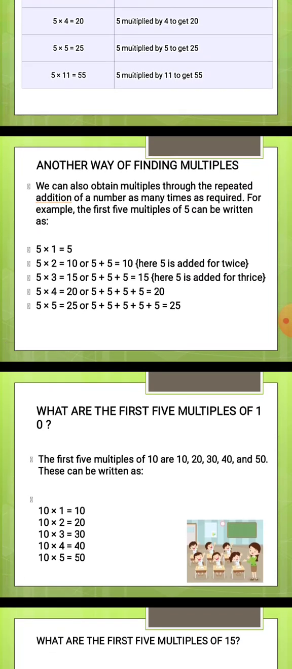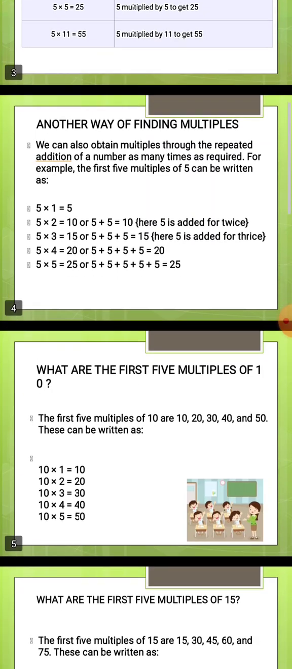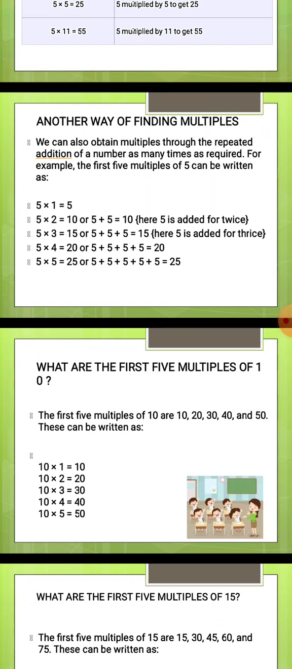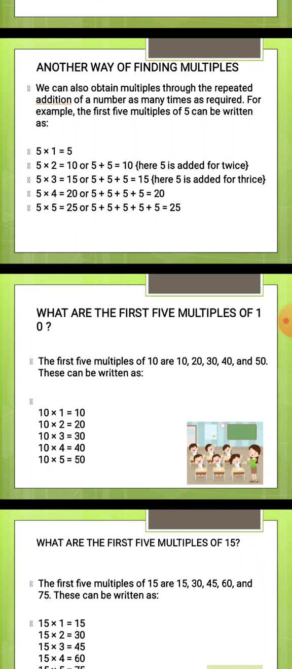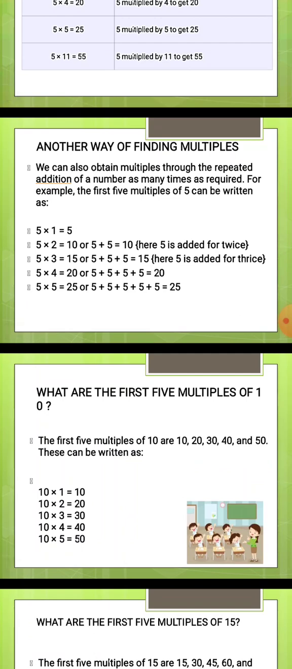5 into 3 is 15. Here we are multiplying 5 with 3, and 3 is a natural number. So 5 multiplied by 3 is 15. So remember, here 15 is a multiple of 5. Or we can say 5 is added 3 times: 5 plus 5 plus 5 is equal to 15. So here we are adding 5 three times and the result comes out to be 15, or you can say 5 into 3 is equal to 15. So here we can say by repeated addition of the same number we get the multiple.